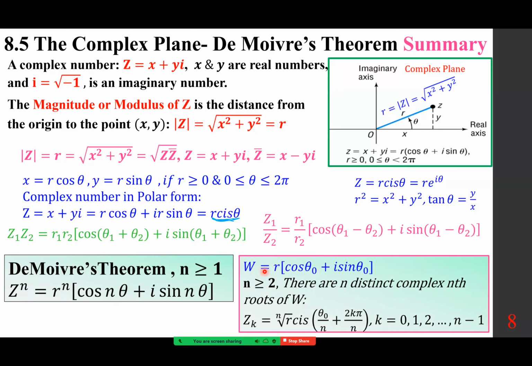If a number in complex form r cis theta is given, and we're going to call the angle theta sub 0, where n is larger than or equal to 2, then we can get n distinct complex nth roots of w. Z sub k is the nth root of r cis of theta 0 over n plus 2 pi k over n, where k is anywhere from 0, 1, 2, all the way to n minus 1. We will look at all of them. This is the synopsis, the summary of the whole section.